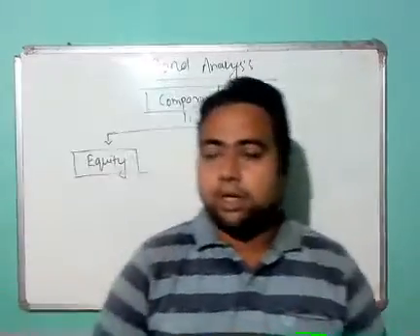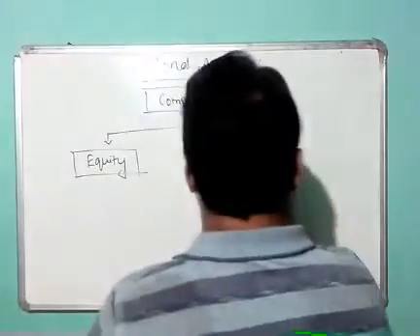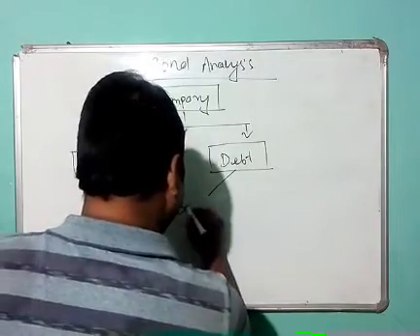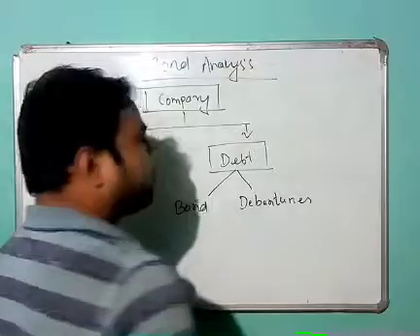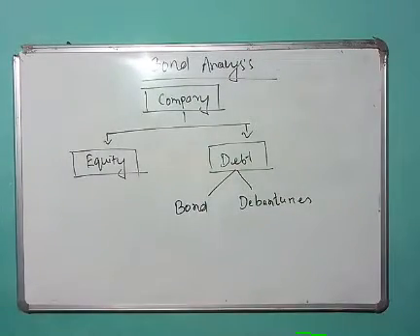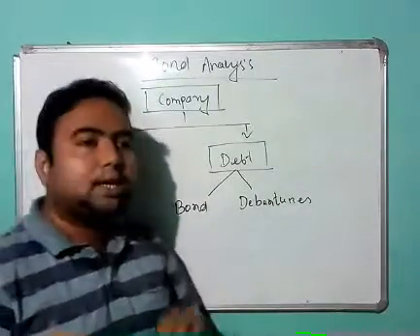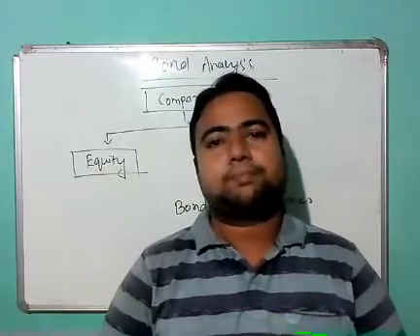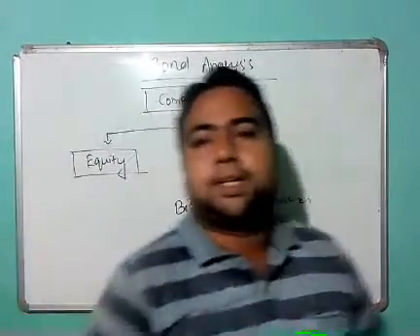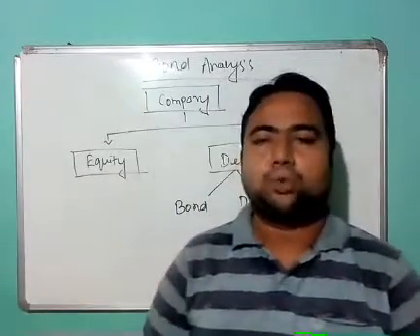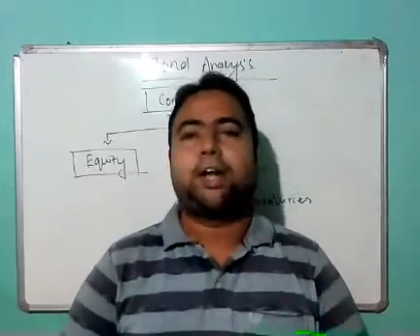Now coming to debt instruments, there are two types of debt instruments generally found in India. So debt instruments are of two types. First one is bonds, second one is debentures. Dear students, in most of the countries, bonds and debentures are the same. There is not a very high amount of difference between these two. But in India, or generally practically speaking, there is a small difference between the bond and debentures.